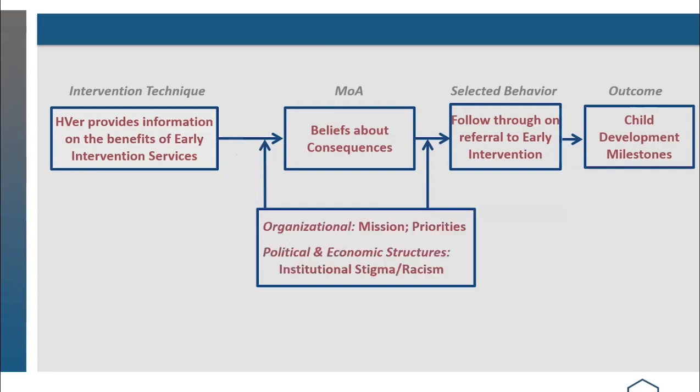So for the purposes of this full example, we'll focus on two contextual factors. The first is mission and priorities, and the second will be institutional stigma and racism. Becky's going to talk about that second piece. So for now, in thinking about organizational mission and priorities, just want to point out that based on our conversation earlier, these factors fall into the organizational level. So just want to note that.